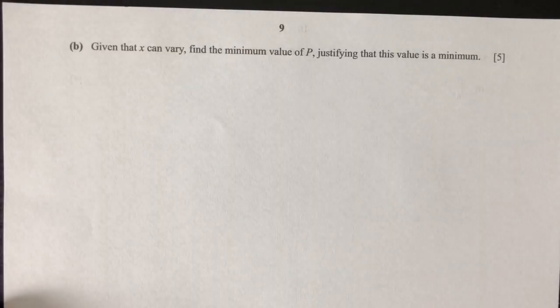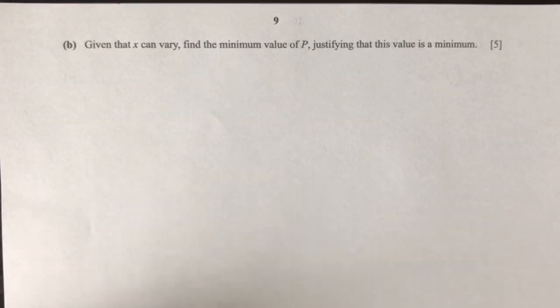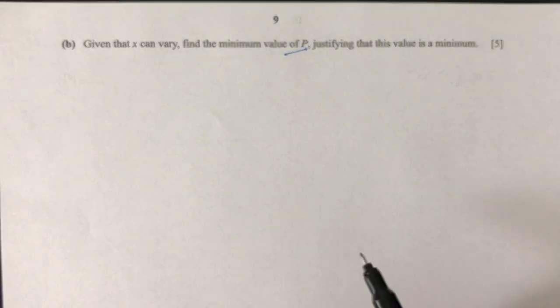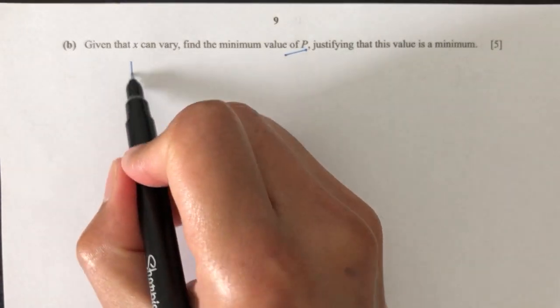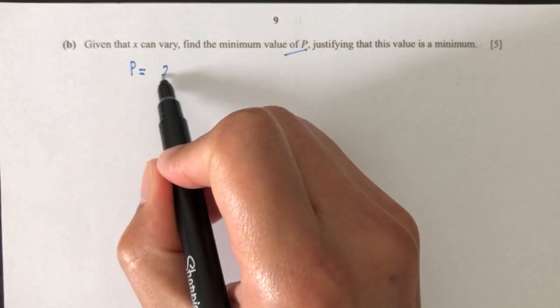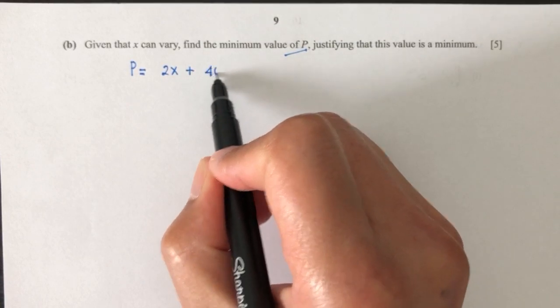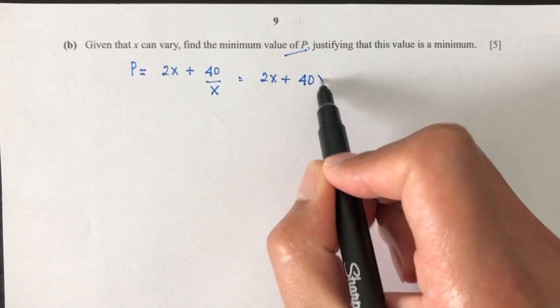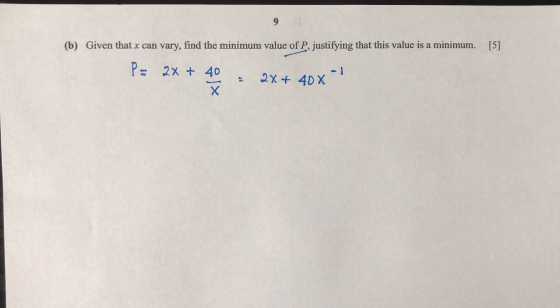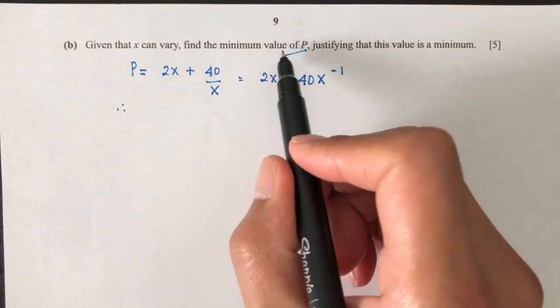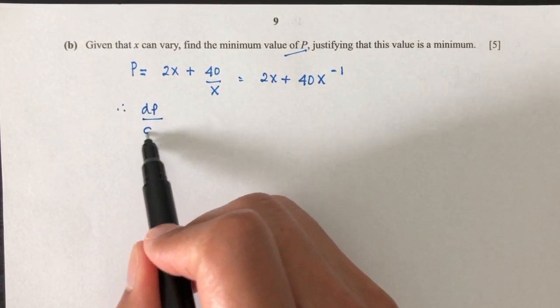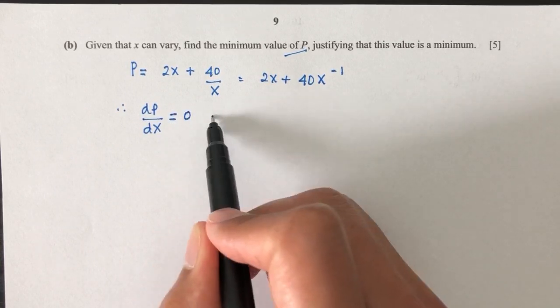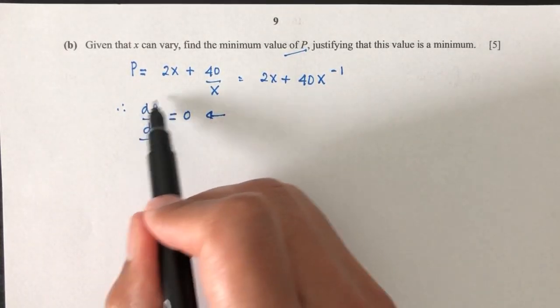Moving on to part B. Given that x can vary, find the minimum value of p. So since we know p is equal to 2x plus 40 over x, which is also 2x plus 40x to the power of minus 1, we need to find the minimum value. At minimum value, dp by dx needs to be equal to 0. So we have to find dp by dx.